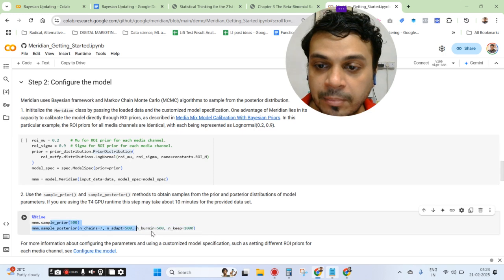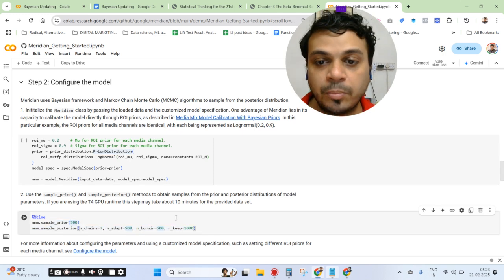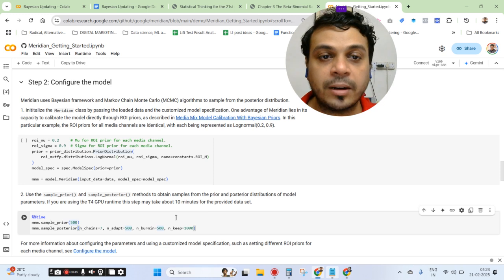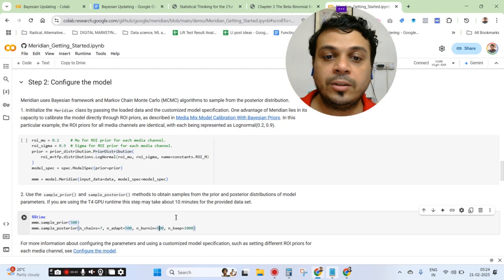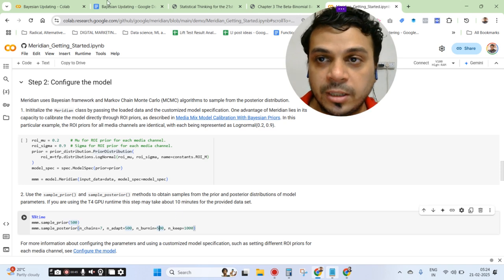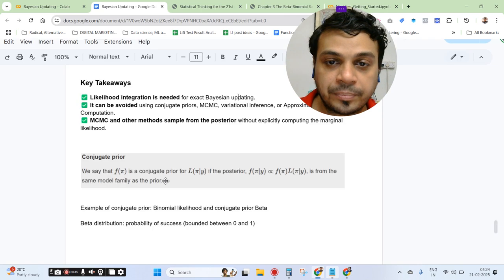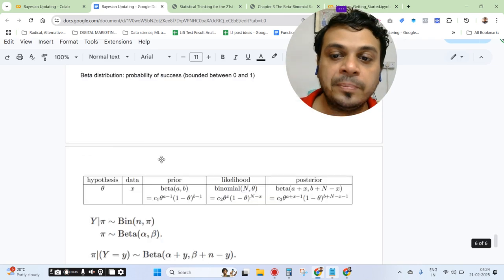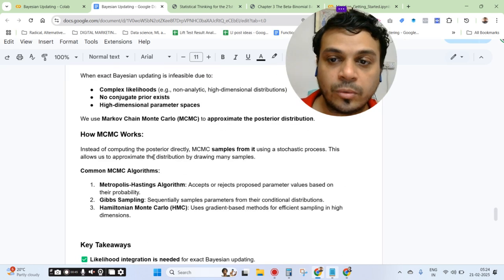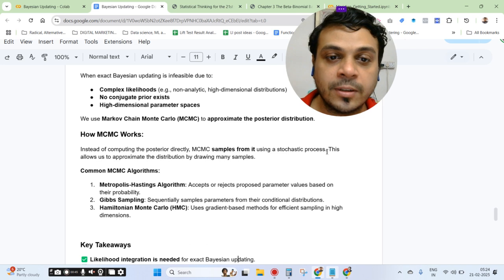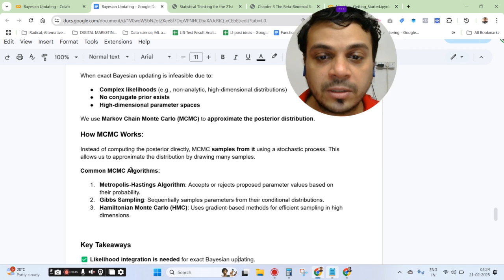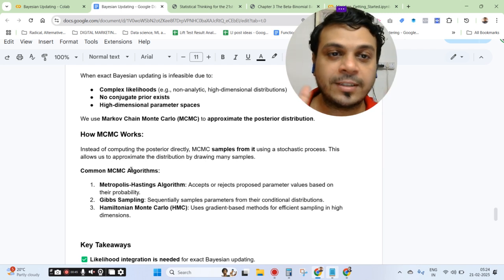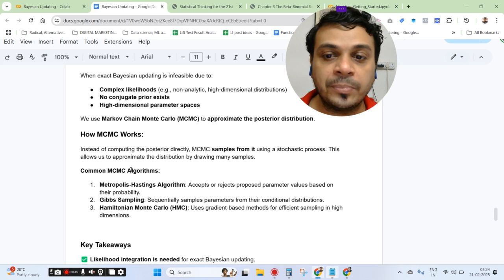So this sampling here, as you can see, the whole point is obtaining samples from the prior and the posterior distributions of the model parameters. This is the whole process of MCMC. Okay, and this is the whole new thing. It's its own way. So instead of computing the posterior directly, it samples from it using a stochastic process. Stochastic means randomized. It allows us to approximate the distribution by drawing many samples. So it's nothing but that. It just uses a simulation process.